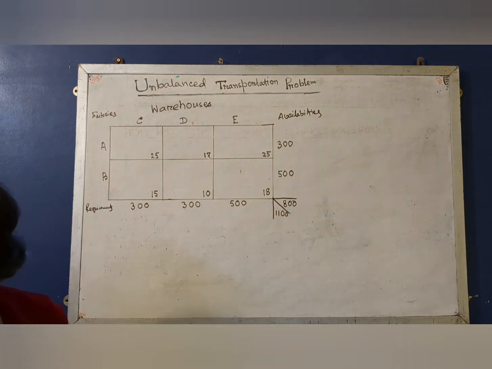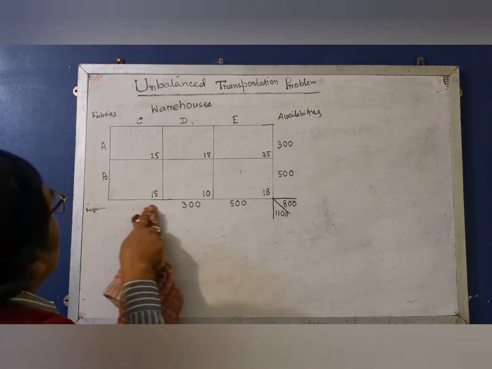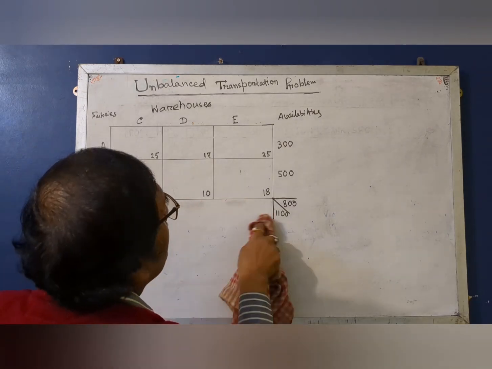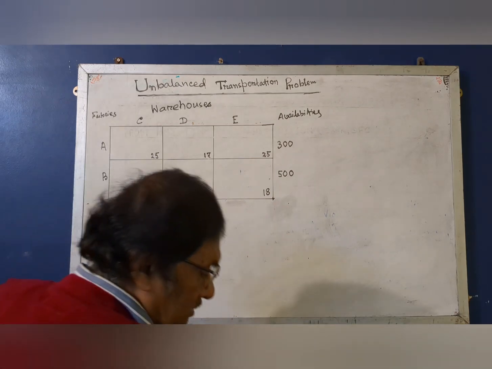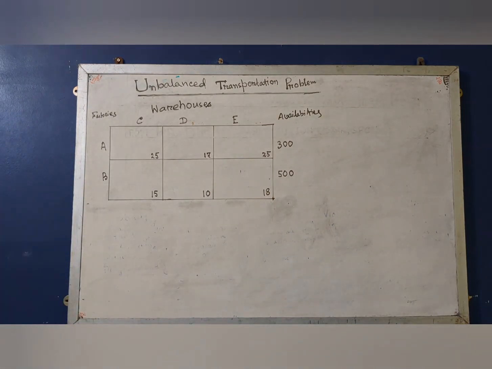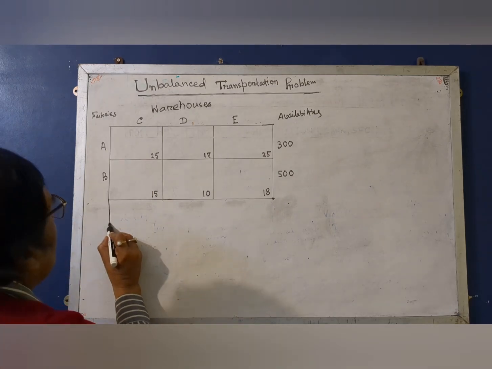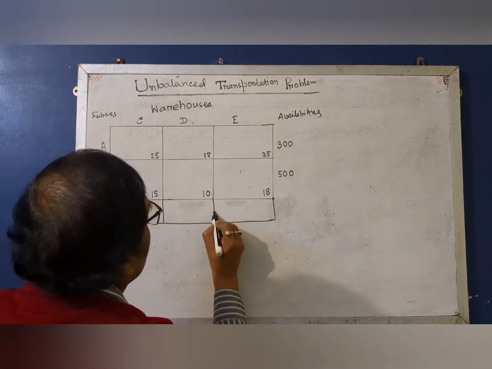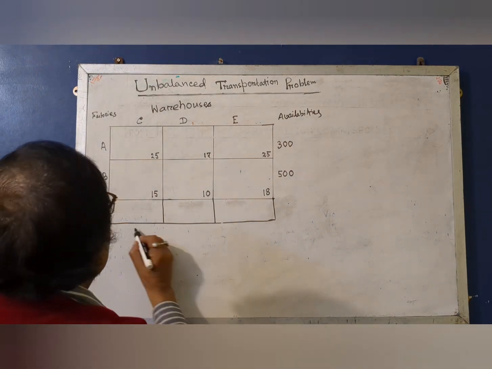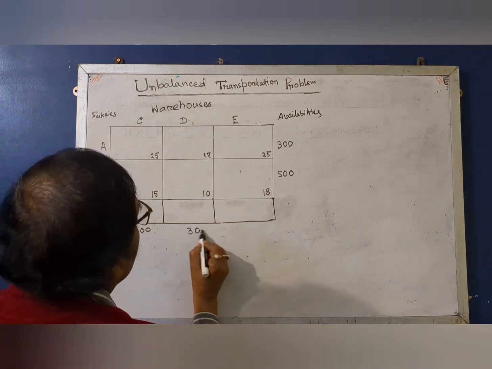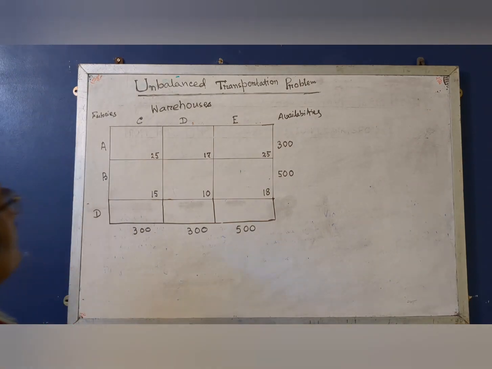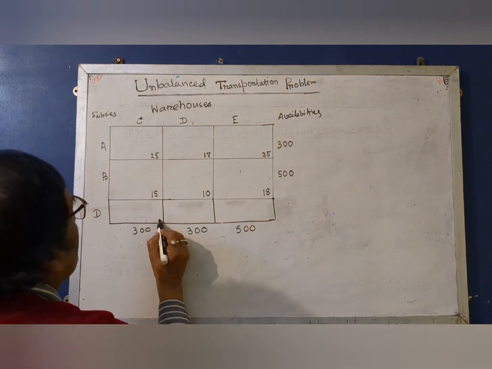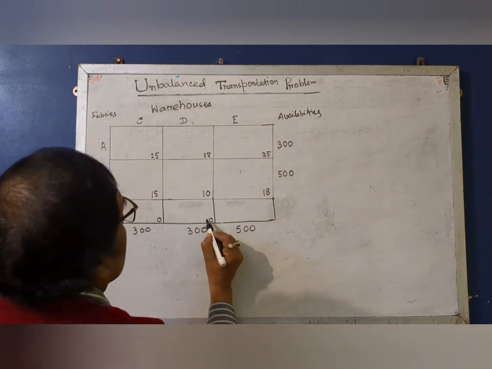How will we make it balance? What you will do, you will add one dummy source to make it balance. You have to add one dummy source to make it a balanced problem. D is the dummy source. This is 300 and 300 and this is 500. Now you assume the transportation cost for the dummy source is 0.